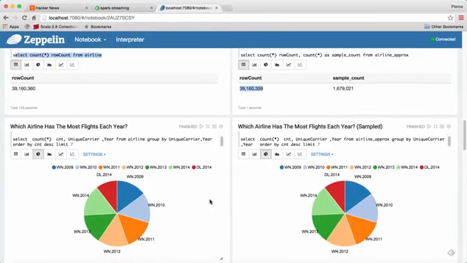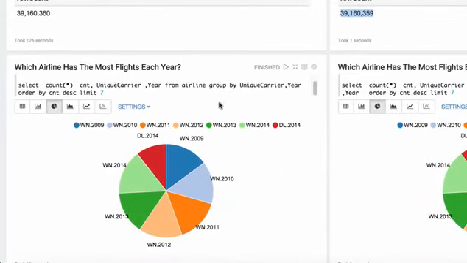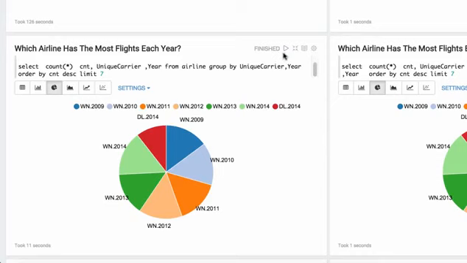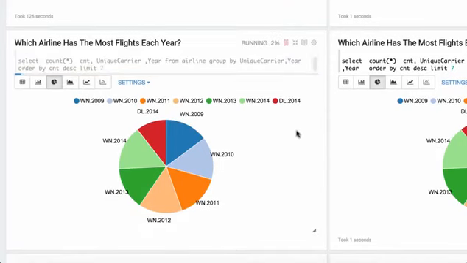And so the first analytics query we did is which airline has the most flights each year. So we can go ahead and run that. And this one is running over the entire exact data set, so all 40 million records. And down here, what you'll see is abbreviations of each airline. So we have Delta and Southwest. And you can see running that took about 11 seconds, and this is the result here.